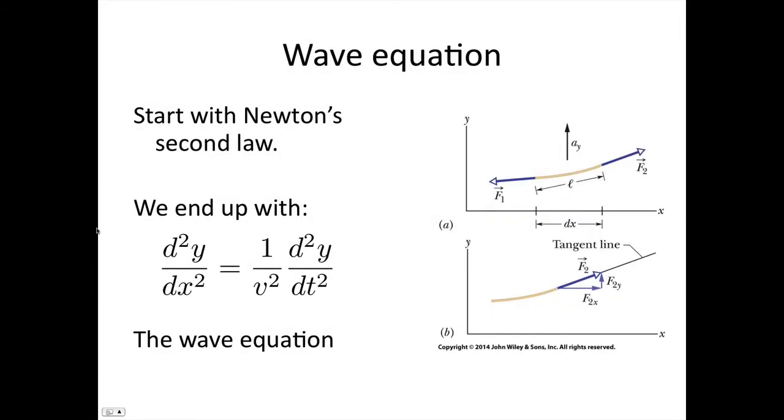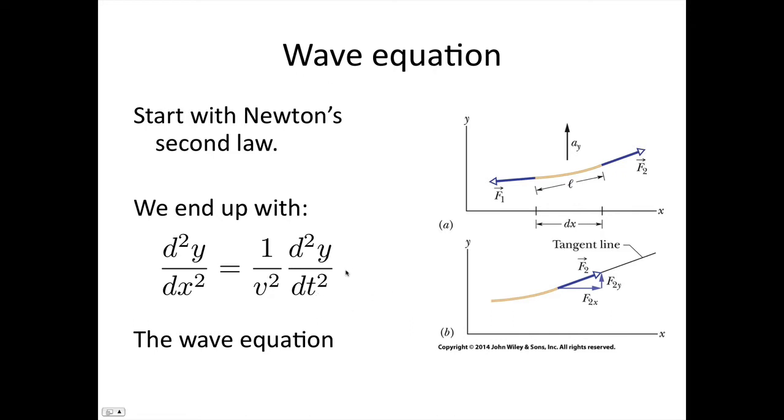So what we're going to do now is derive an equation called the wave equation. This is a second order differential equation, which is d squared y dx squared is equal to 1 on v squared d squared y dt squared. This can be applied to all waves.